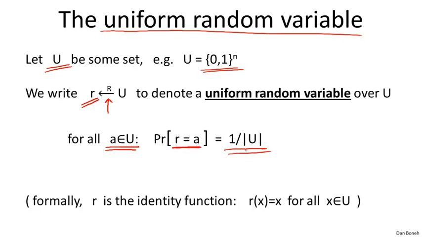And if you want to stick to the formal definition of a uniform variable, it's actually not that important, but I'll just say that formally the uniform random variable is just an identity function, namely R(x) is equal to x for all x in the universe.